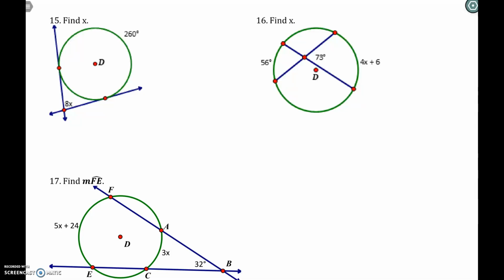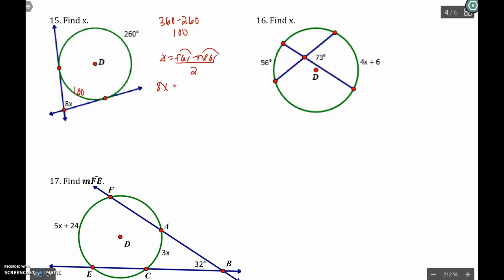All right, number 15. Similarly, we only have one of the two arcs, so we're going to subtract from 360 to get the other one, and it would be 100. And then the angle is equal to the far arc minus the near arc over 2, so we need to substitute in everything we know. The angle is 8x, the far arc is 260, the near arc is 100, and then divide by 2. So I'm going to do this whole calculation out. 260 minus 100 is 160, divided by 2 is 80. And then I can just divide by 8 and get that x is 10.